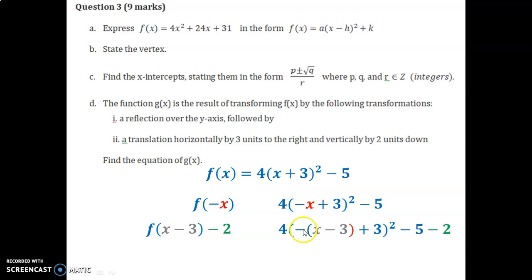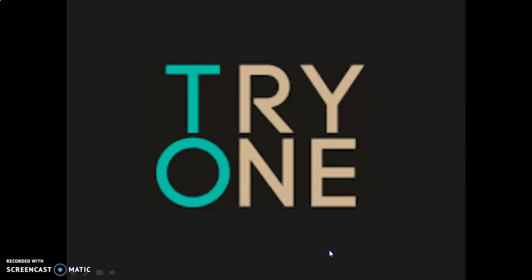Notice that negative from here is still there. And then -2 goes at the end beyond the whole function, because that's affecting y values. So that's the trick to that one. This turns into this. We have negative x plus 3 again, 6. Common error would be to eliminate those 3's, but they don't because that negative is still there. All right, try this one.